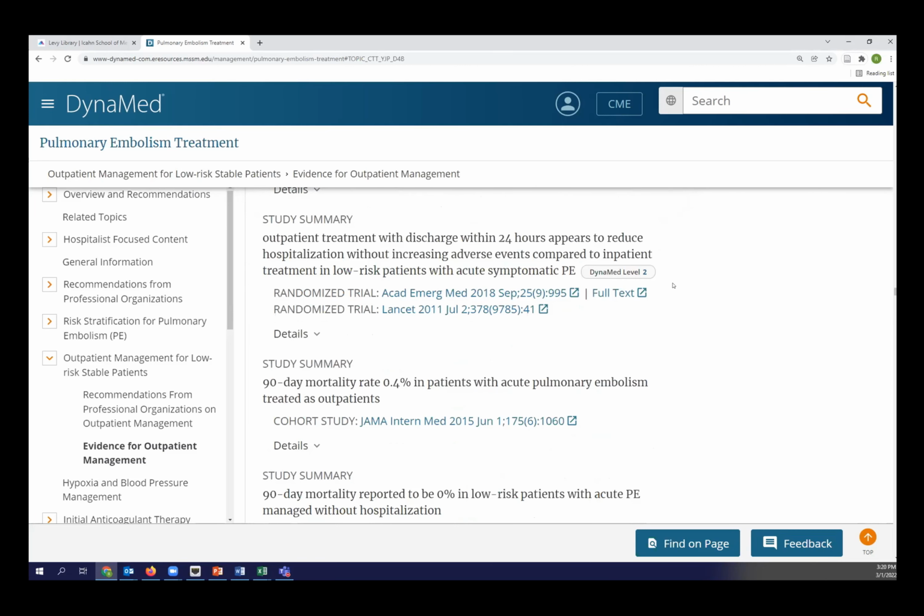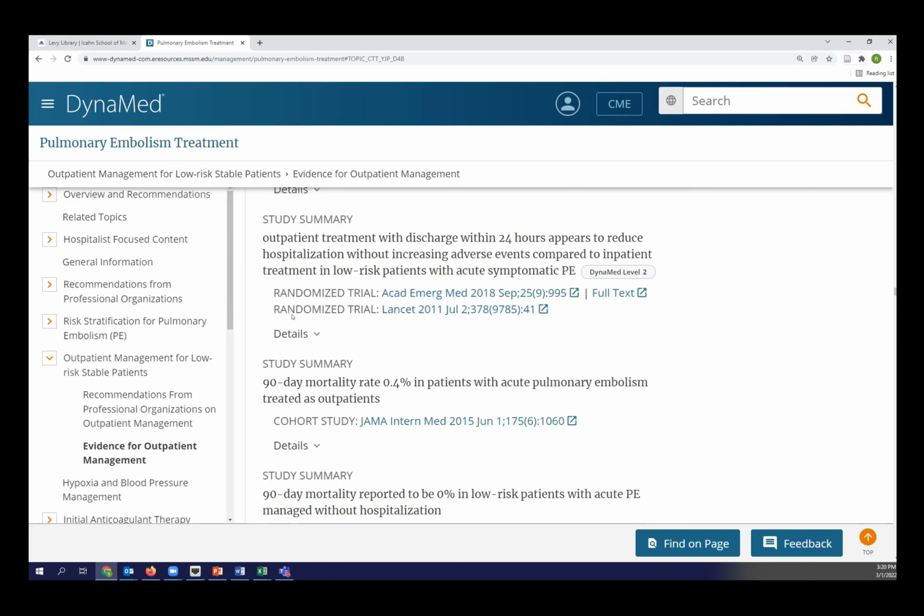So I'm going to scroll down here. Our next study summary or headline is outpatient treatment with discharge within 24 hours appears to reduce hospitalization without increasing adverse events compared to inpatient treatment in low risk patients with acute symptomatic PE. Do we care or we don't care? You can just nod or shake your head or give me the thumbs up. Yeah, I would say this matches our PICO question pretty well.